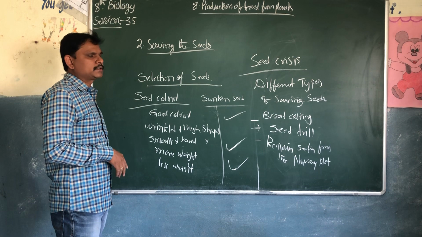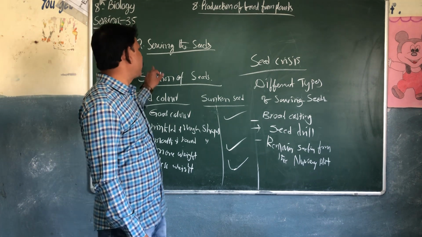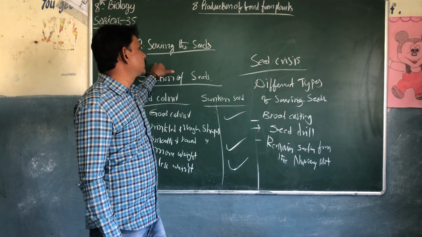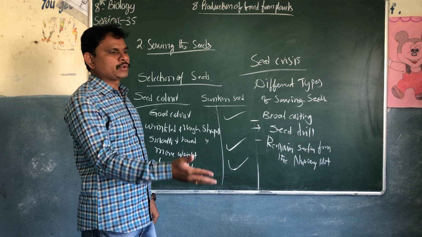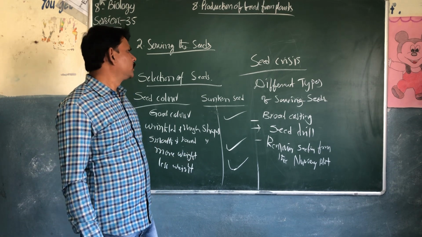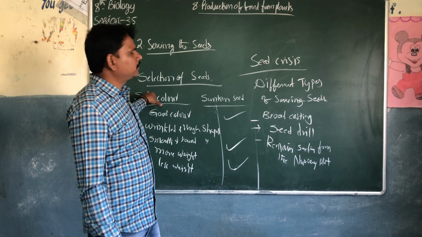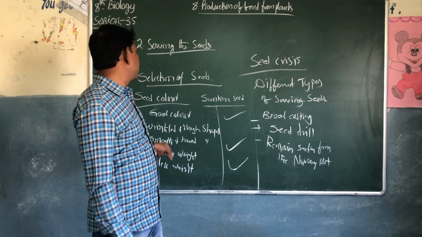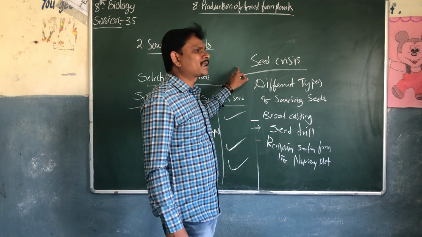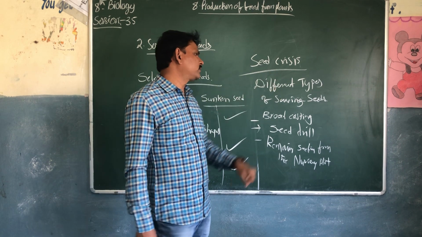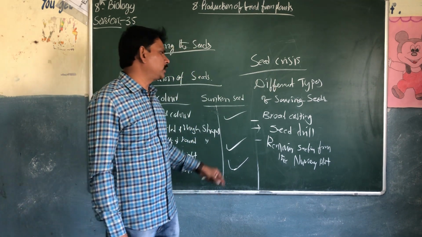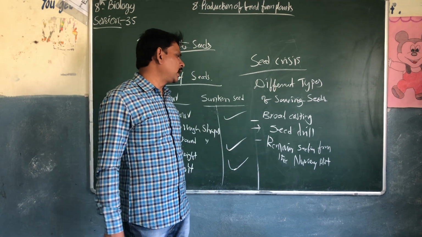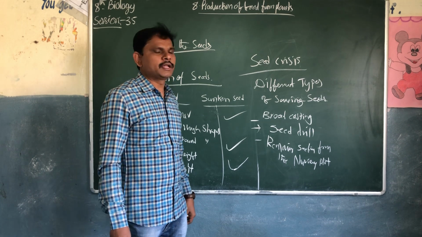Today's homework: you have to read once again the sowing of the seeds. There are so many diagrams they have given. Read how to select the seeds, the seed crisis, and the different types of sowing of seeds. Three types: one is broadcasting, seed drilling, and removing seedlings from the nursery.